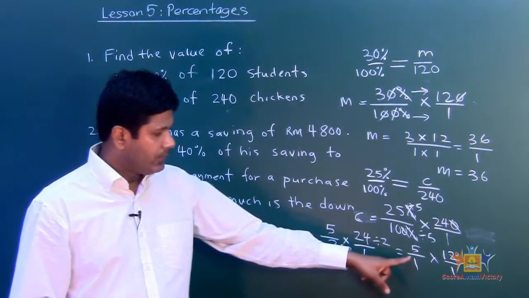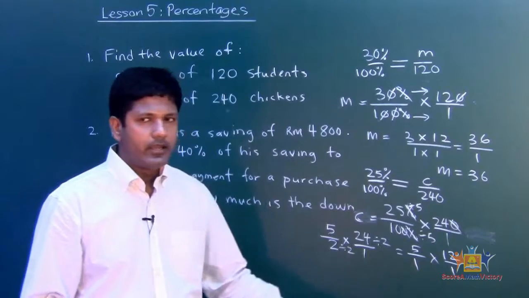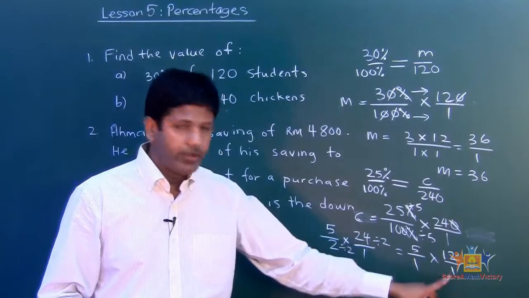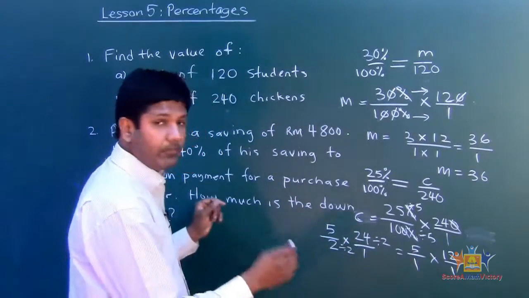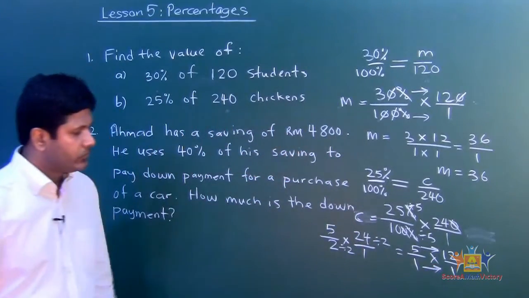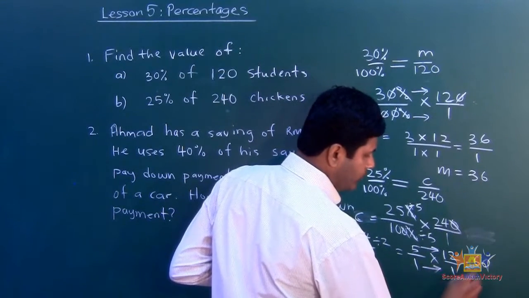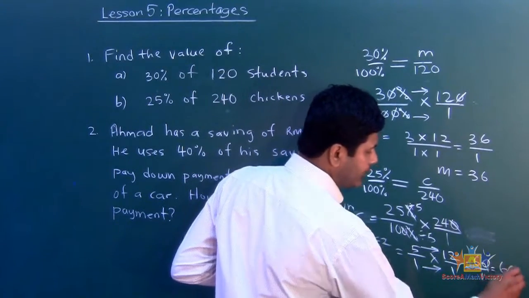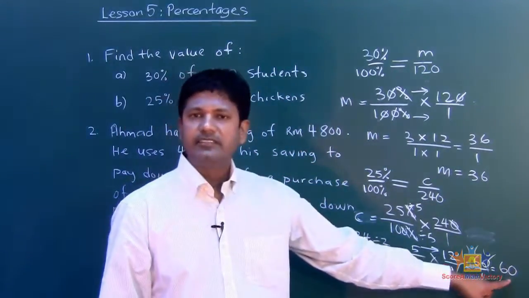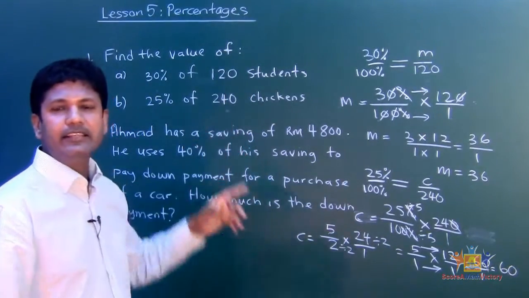Okay? Can I simplify any further? No. Can I simplify this way? No, never. Only diagonal or vertical, not horizontal. But I'm going to multiply with the double arrow method horizontally. So 5 times 12 is 60. 1 times 1 is 1. That makes it 60. 60 over 1 is 60. So that is C, which is what? Chickens. 60 chickens. So 25% of the 240 is 60 chickens.